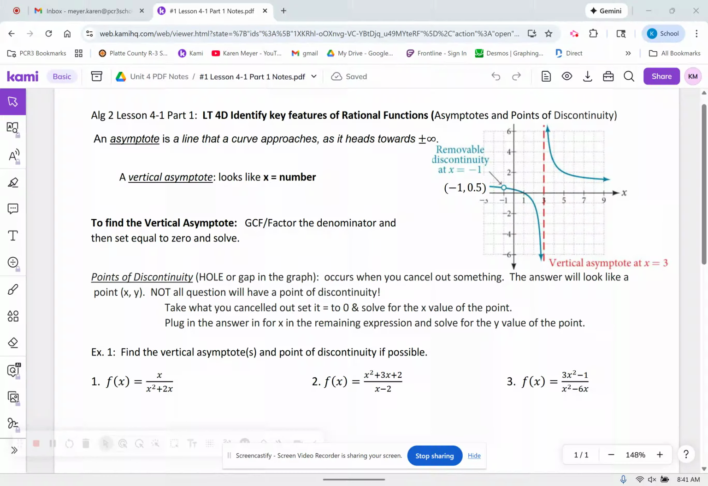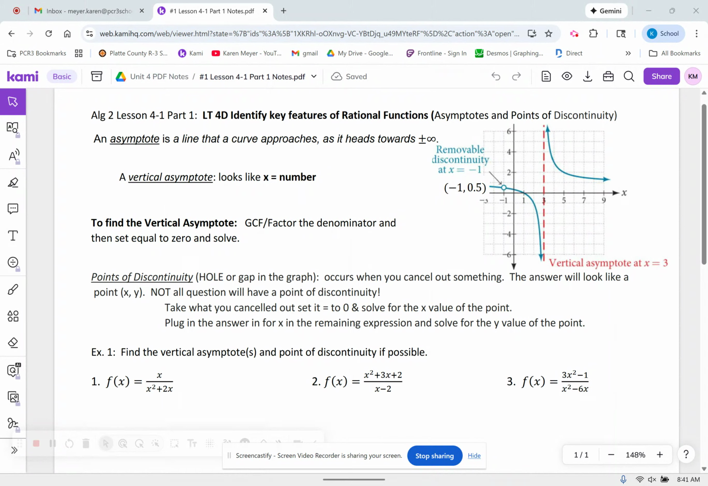In this lesson, we are going to be talking about some key features of rational functions. And the first key feature we're going to talk about is asymptotes. And there are going to be different types of asymptotes. First, let's just talk about a blanket asymptote.